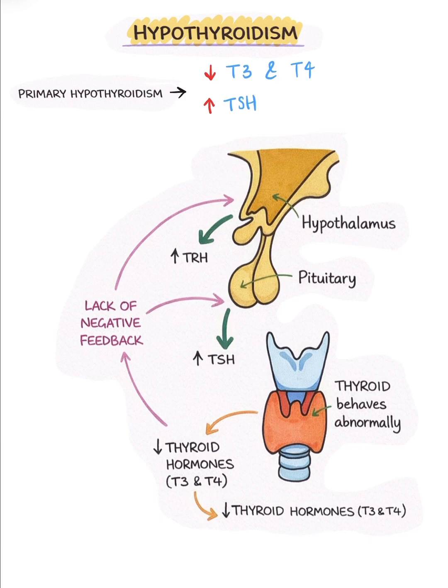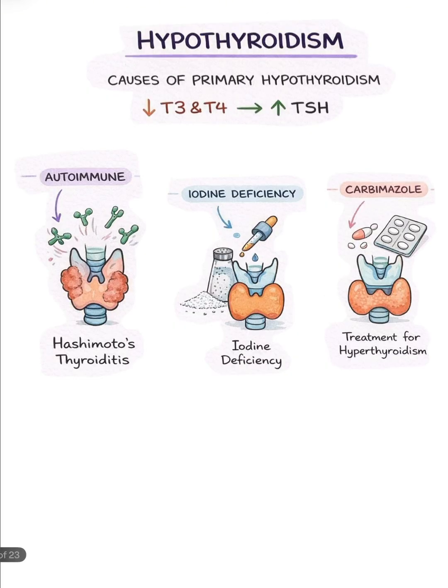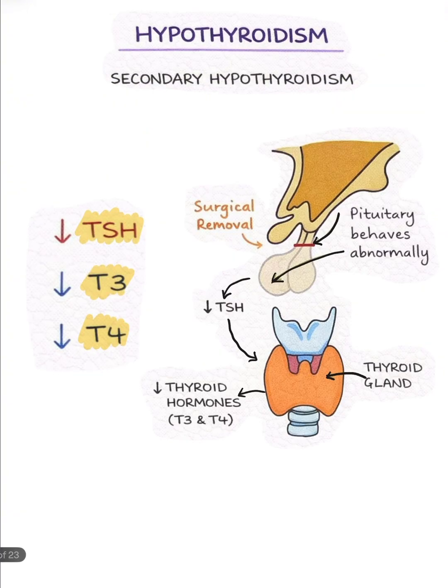In primary hypothyroidism, the problem lies in the thyroid gland itself. Because T3 and T4 are low, there is reduced negative feedback. This causes an increase in TSH levels as the body tries to stimulate the thyroid. The most common cause is Hashimoto's thyroiditis, which is autoimmune. Other causes include iodine deficiency and treatments for hyperthyroidism, such as carbimazole.